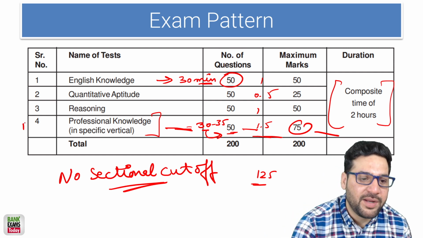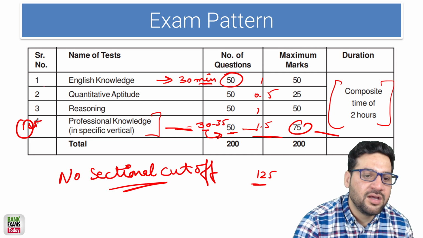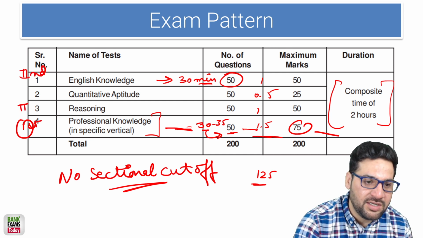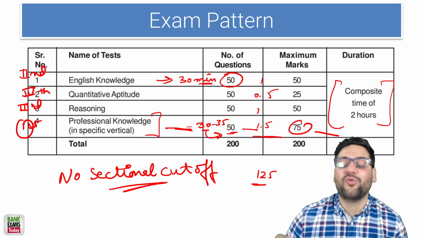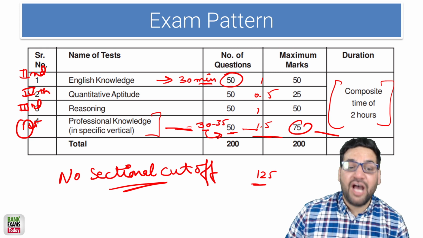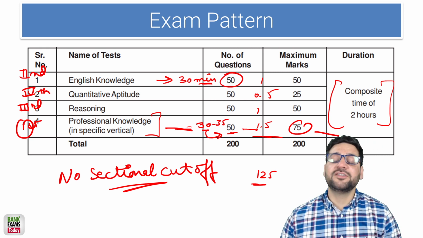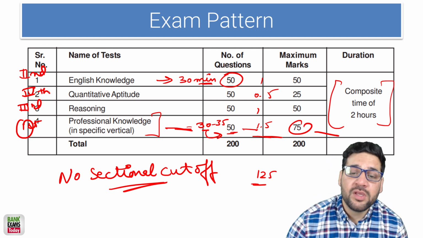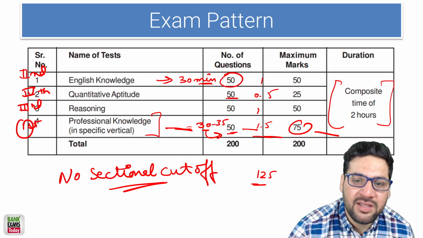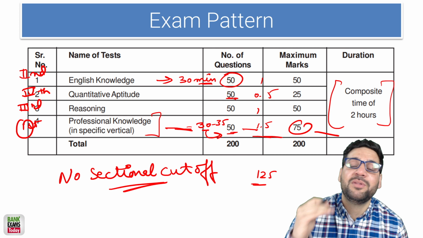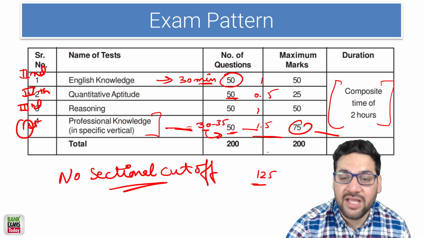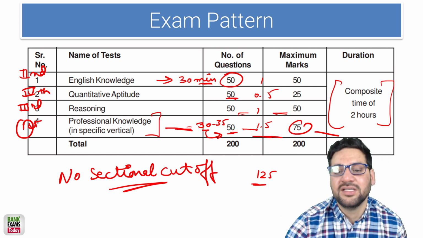So the first priority is professional knowledge, second English language, then third reasoning ability. That is the proven strategy. The fourth one is quantitative aptitude. Why do we do quantitative aptitude after reasoning ability? Because in case there is a time constraint, I want you to attempt more reasoning ability because of the weightage of marks.